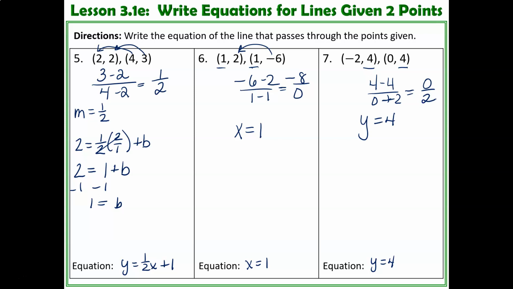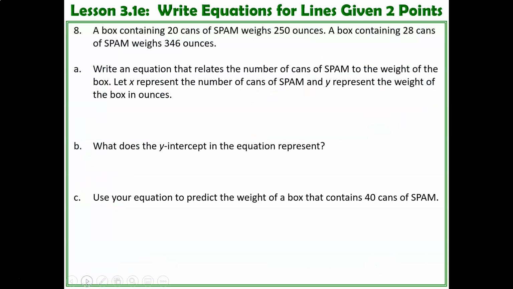All right, let's do number 8. We have plenty of time. Number 8, a box containing 20 cans of Spam weighs 250 ounces. A box containing 28 cans of Spam weighs 346 ounces. Write an equation that relates the number of cans of Spam to the weight of the box. Now think about what we just did in our lesson.